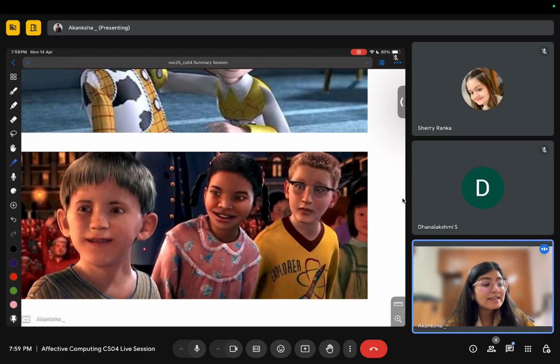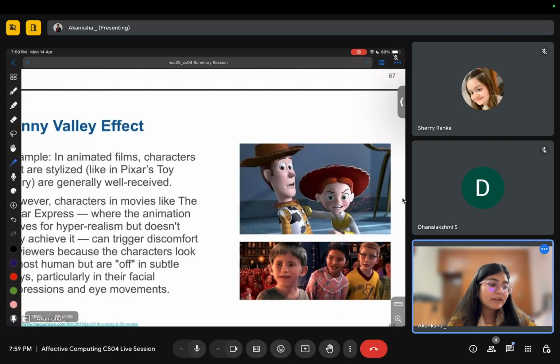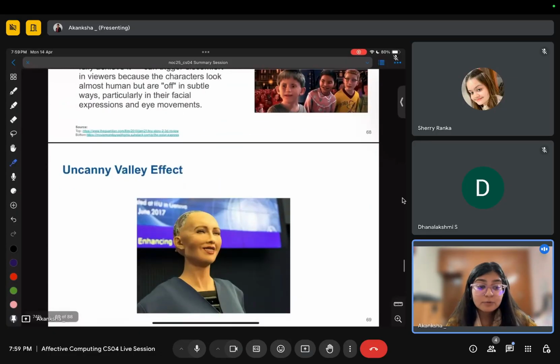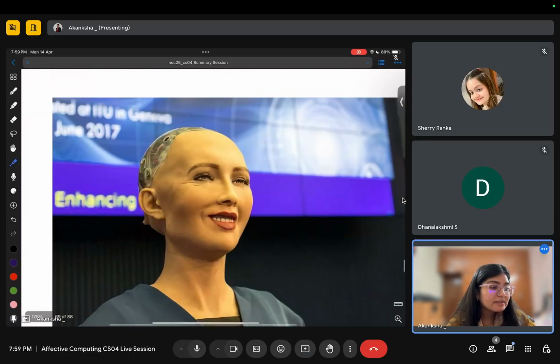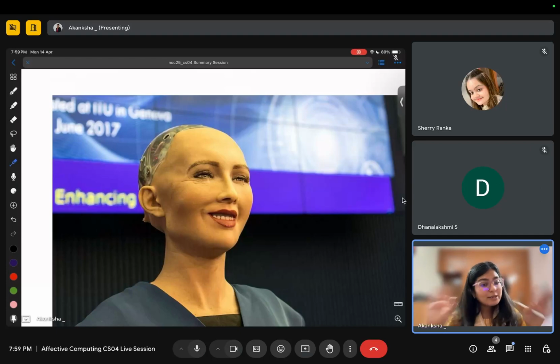सो दिस इज़ वेरी स्केरी. This looks more scary, but this looks cute. So this is where the uncanny valley effect is there. ठीक है. And in case of Sophia the robot, if you see, she is like very close to human. But अगर वो ऐसे थोड़ा ऐसे करके मुंह घुमाएगी ना, तो you will feel scared कि भाई scary, creepy. This is called uncanny valley effect.